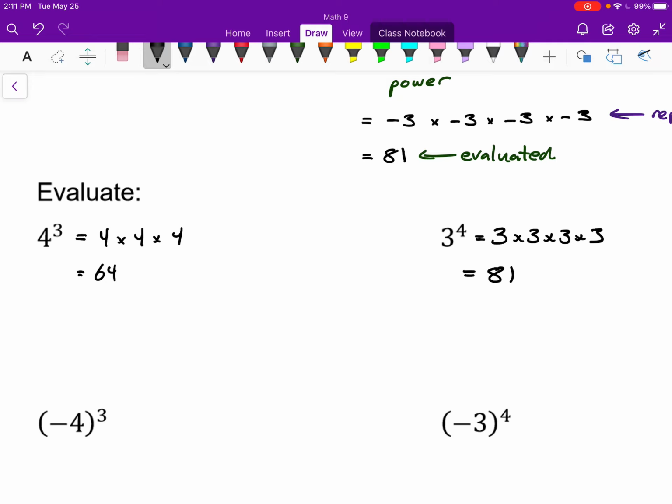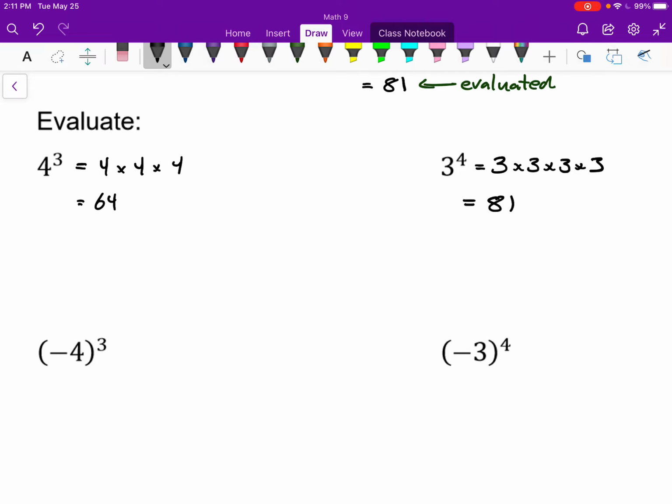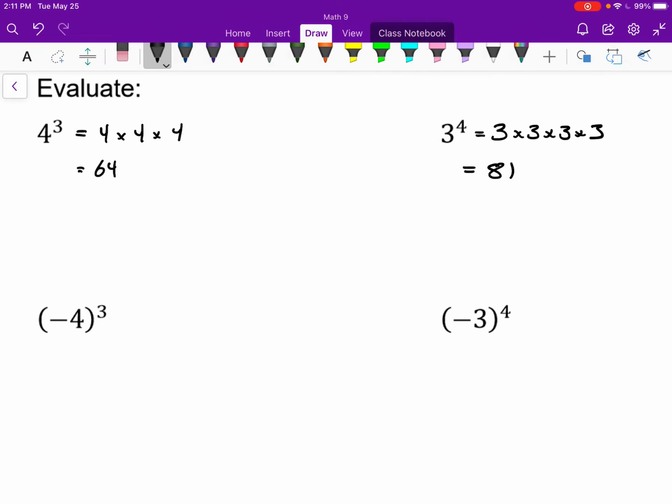All right, so what if I have a negative base? Well, that means something different. If I have a negative base, negative 4 to the power of 3, because there's brackets around it, that means negative 4 is being multiplied by itself 3 times. So this is negative 4 times negative 4 times negative 4, which is still going to be 64, but a negative times a negative is a positive, times a negative again is a negative number. So this is now negative 64.